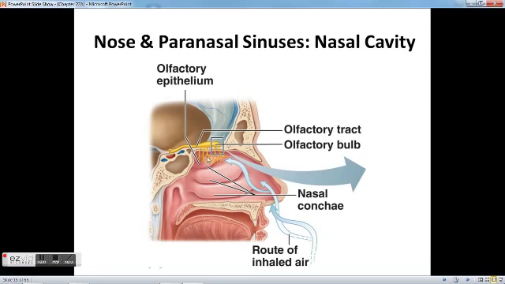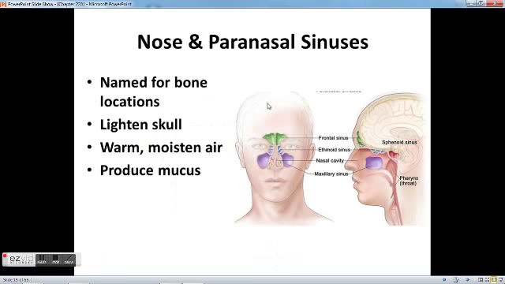Now this is just a slightly different view. You can see the nasal conchae here. You can see the olfactory epithelium right there and how that creates that turbulence.